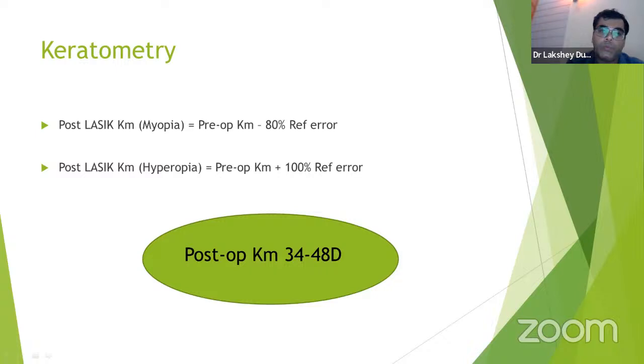Keratometry. Post LASIK keratometry after myopia correction will be approximately preoperative K minus 80% of the refractive error we are correcting, because we are making the cornea flatter. So this is the rough estimate. And for hyperopia, it will be pre-op K plus 100% of the refractive error, and post-operative K should be roughly between 34 to 48. This is to avoid higher order aberrations. If we go less than 34, make it very flat, or make it very steep, this increases chances of higher order aberrations.